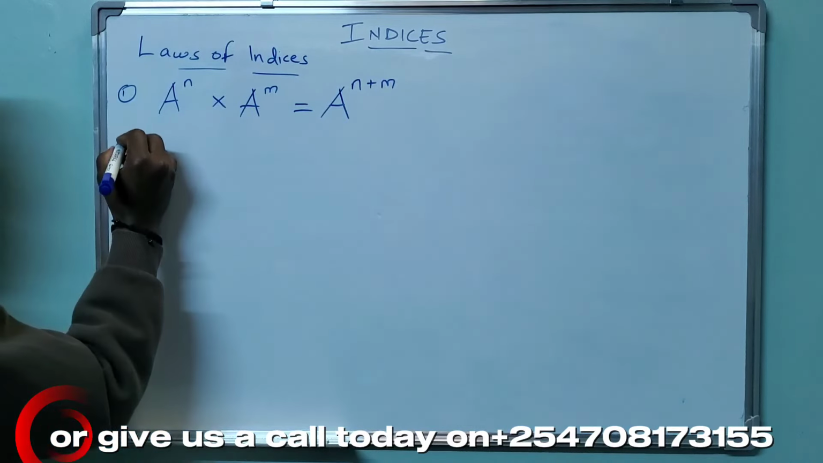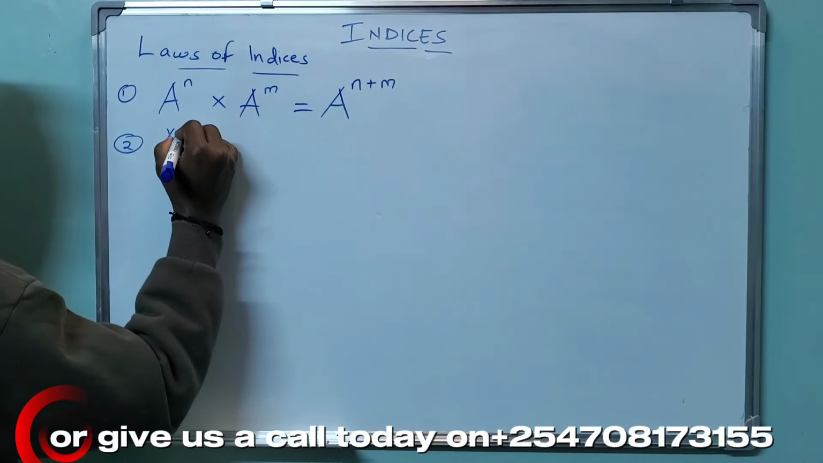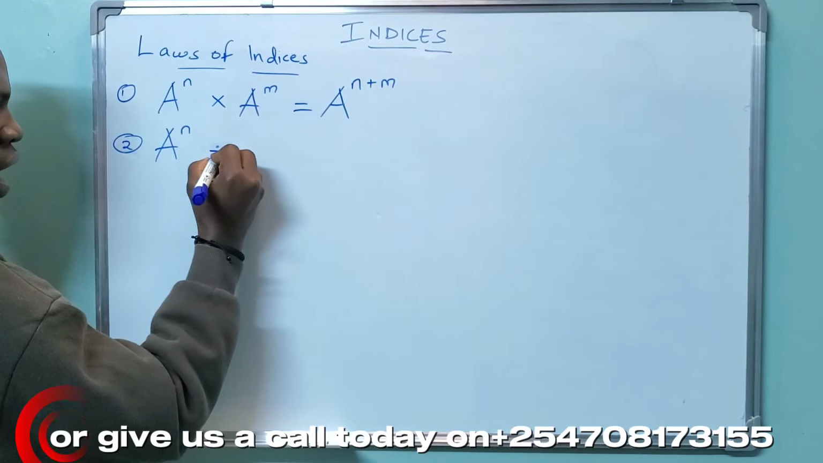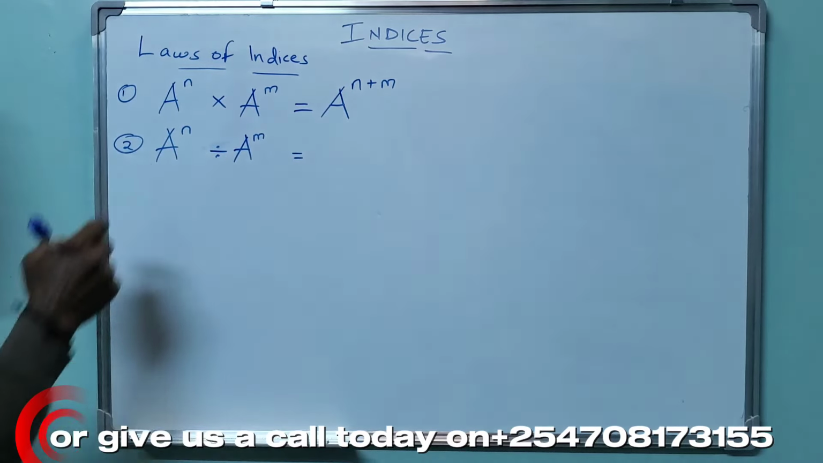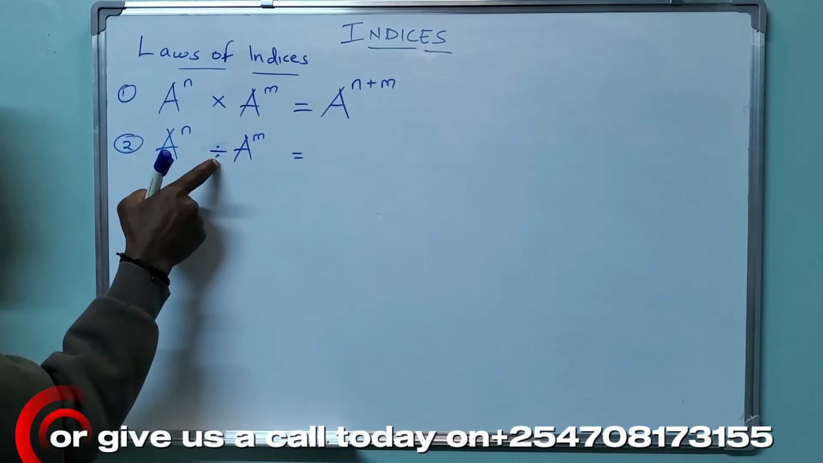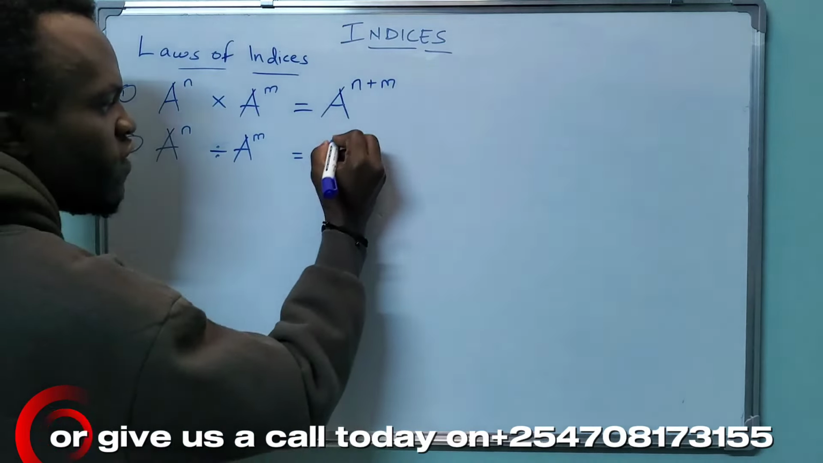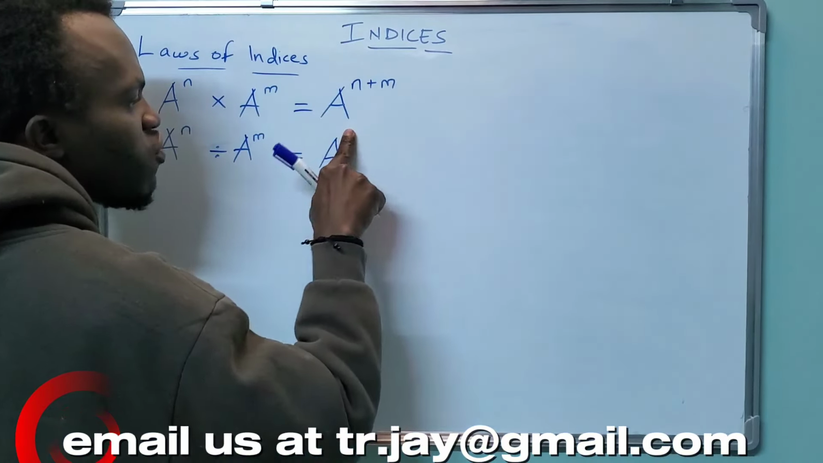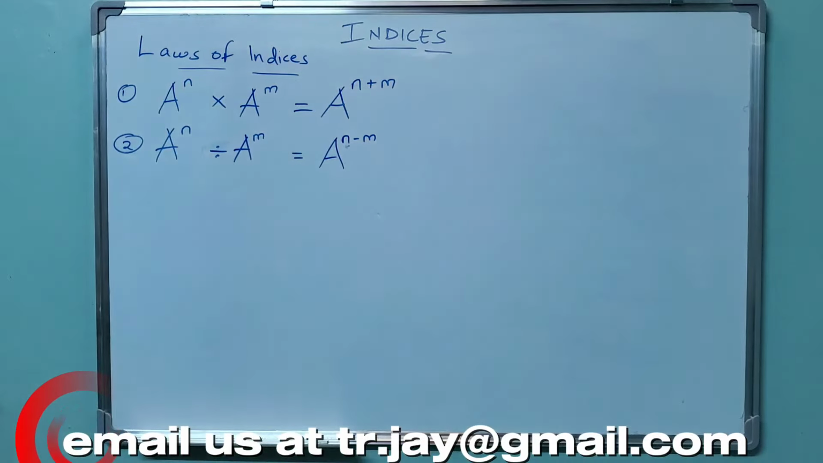The second law of indices states that, still, the bases have to be the same: a raised to power n divided by a raised to power m. Because these two same bases with different powers have been combined with the division sign, we are going to have a common base a, then the powers are combined with a subtraction. So I'm going to have here a raised to n minus m. That is the second law of indices.